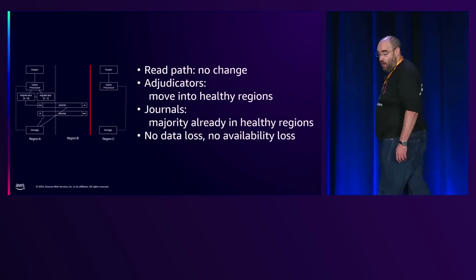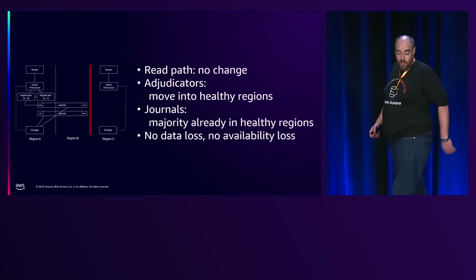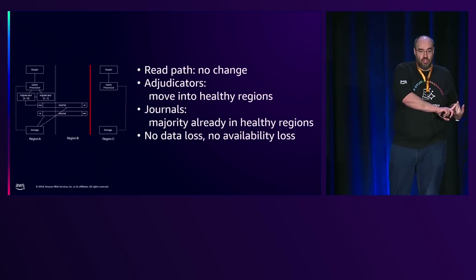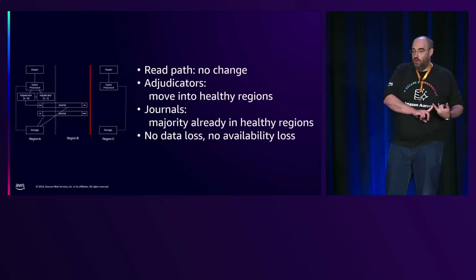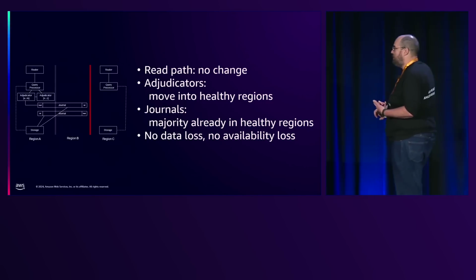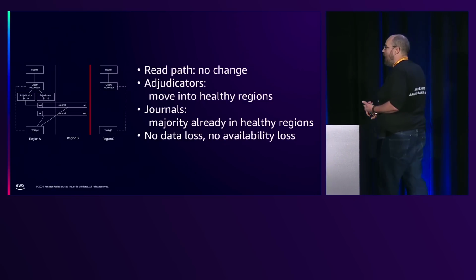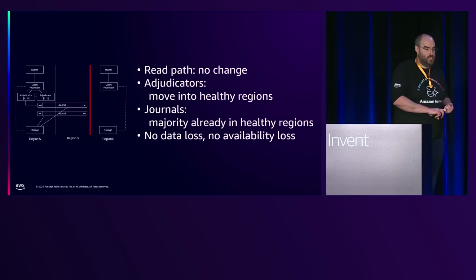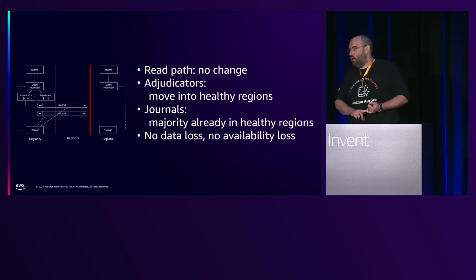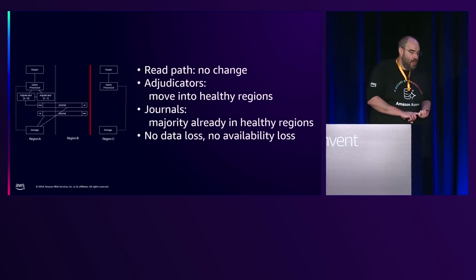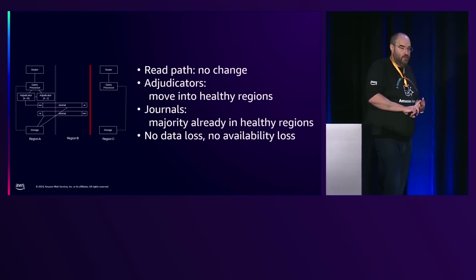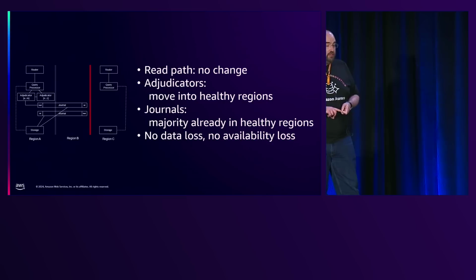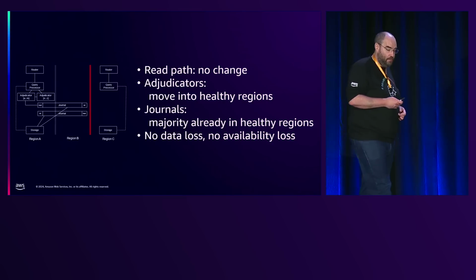So what happens at failover time? Read path, no change, it's always been local. Write path, no change, it's always been local. Adjudicators move their small amount of transient state into the healthy region. The journals already had a majority in the healthy region and so continue to execute the quorum-based protocol that they always executed. And there is no data loss because we have copies on both sides, and there is no availability loss on the healthy side of the partition.